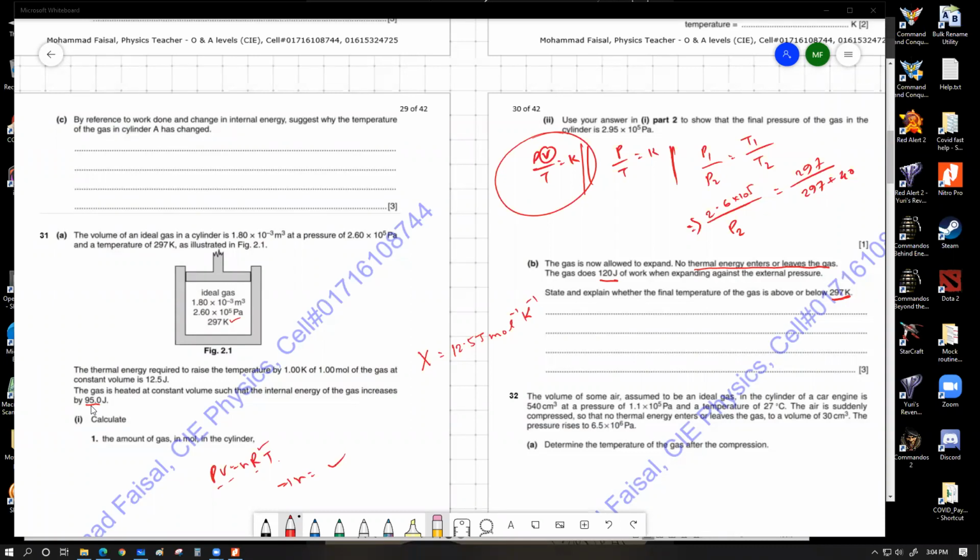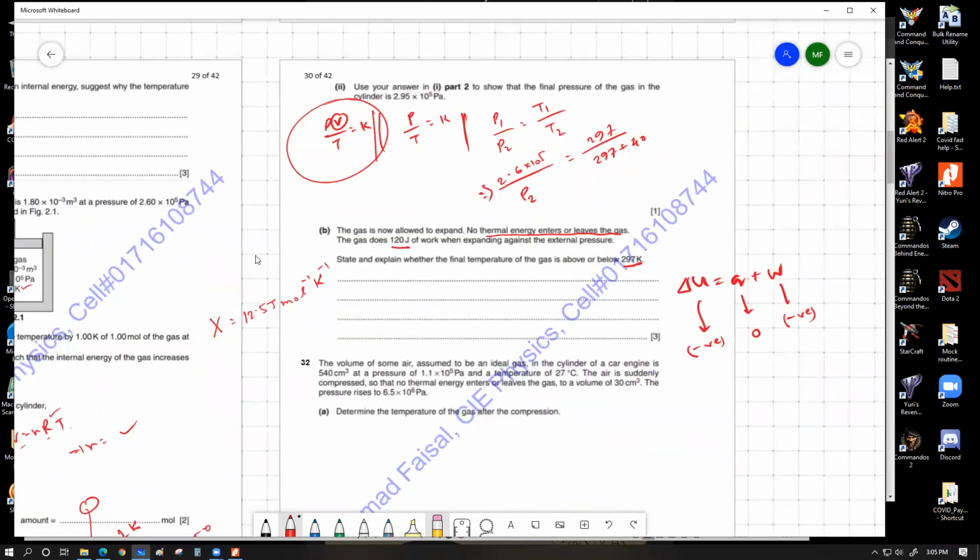So another way to judge this problem is that you can also consider, as per the question, that delta W can be minus 120, and Q, because the question says so, you can consider this part should be 0. That's, in my opinion, the best way to go.